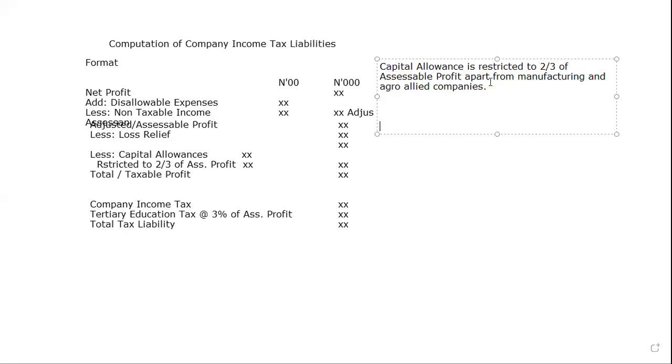Yes, yes. Okay, please, I want to know effective when is this 3% of TET? 2024 year of assessment. 2024 year of assessment. Thank you. That's the first thing to be noted.